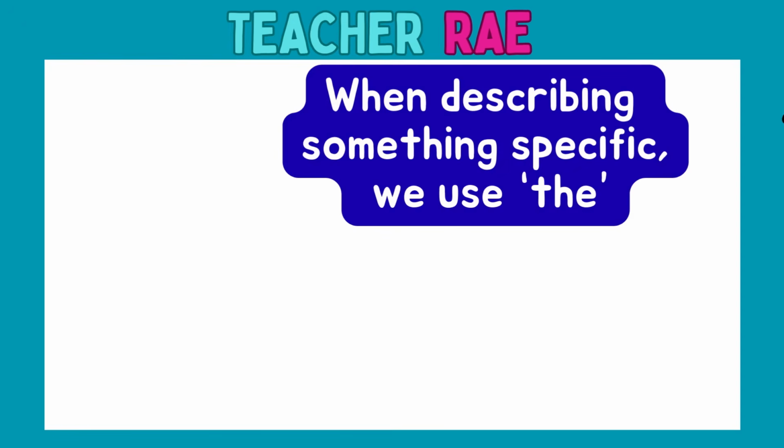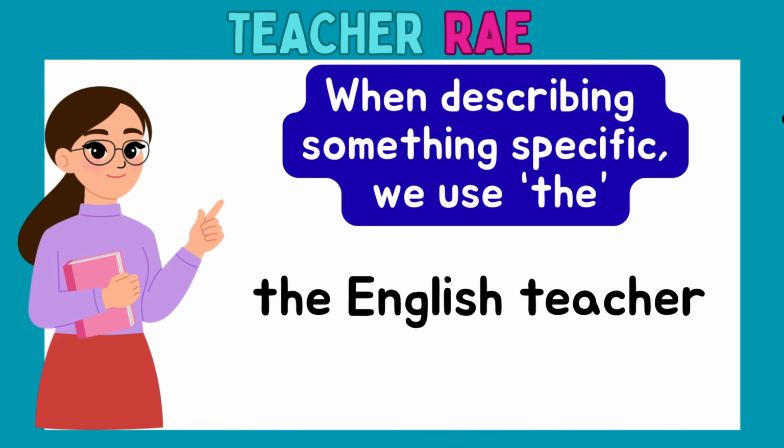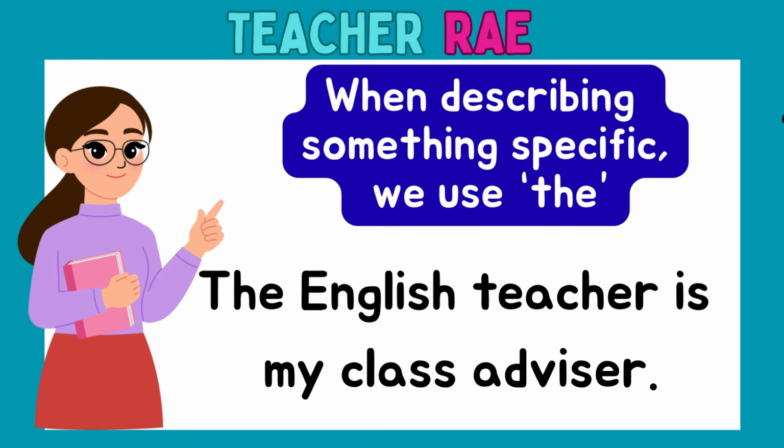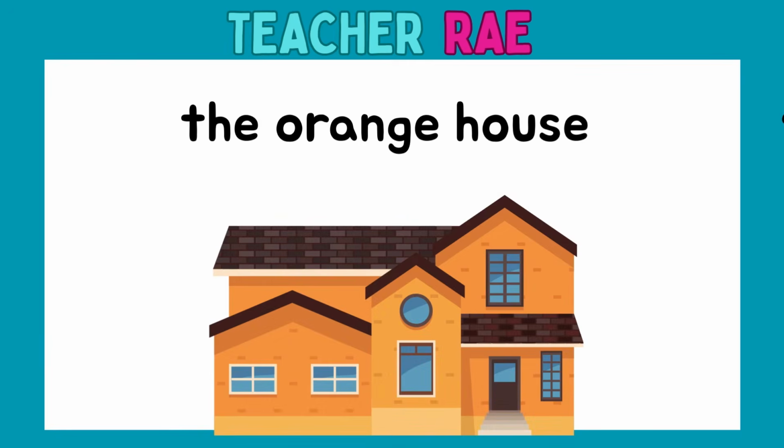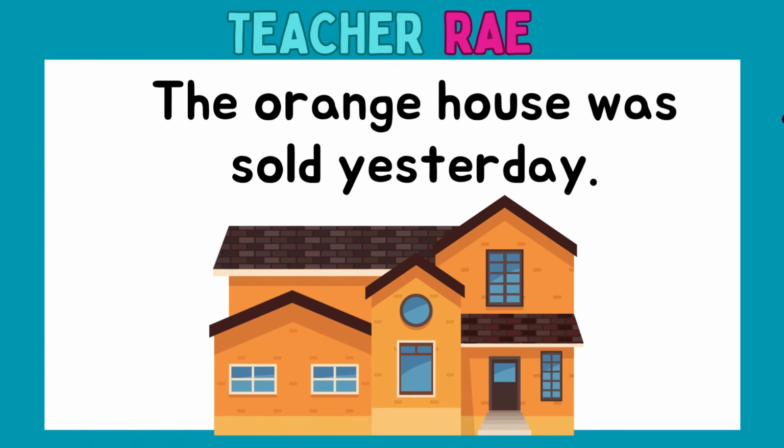When describing something specific, we use the. Example, the English teacher. The English teacher is my class advisor. The orange house. The orange house was sold yesterday.